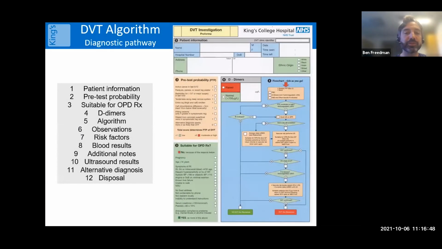And really what happens in reality is a combination of all of these things. And this is a pathway. I'm sure there are many others out there. I don't actually know if this is our most up-to-date version, to be honest, but it's an example of putting together all of these things that happen before the imaging just to try and get a flow and understand the likelihood of DVT being present.